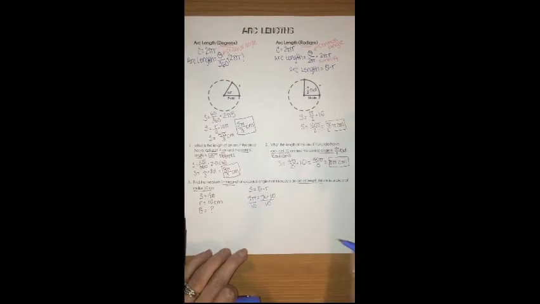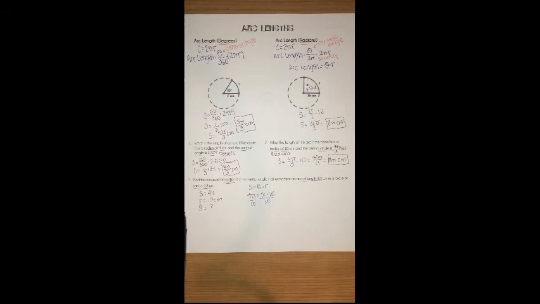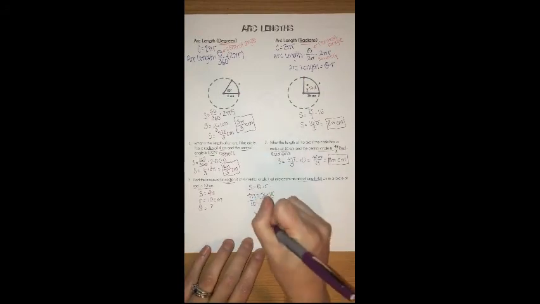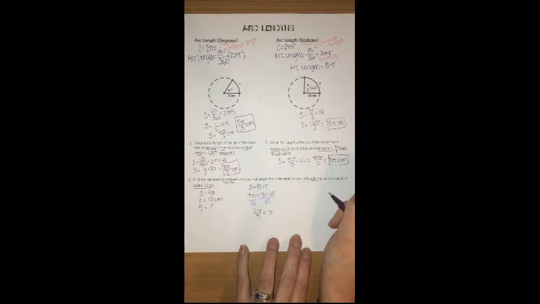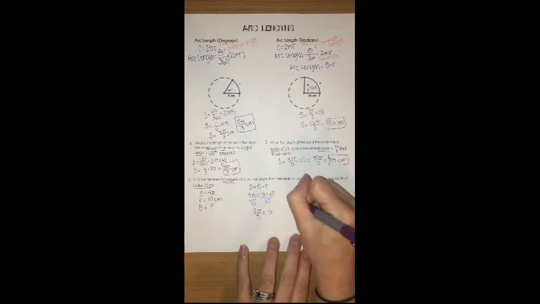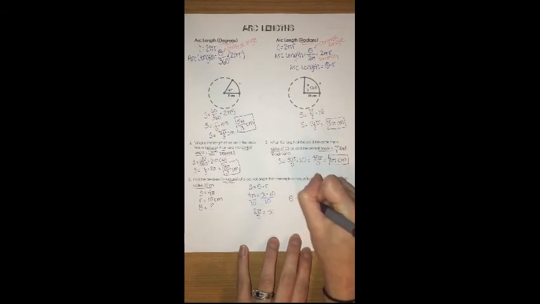So 4 pi over 10. We can simplify that because 4 and 10 are both even numbers. So 2 pi over 5 must be our central angle measure. So theta equals 2 pi over 5 radians.